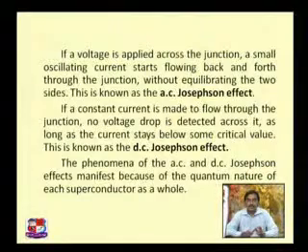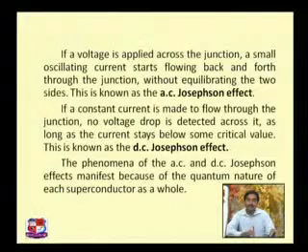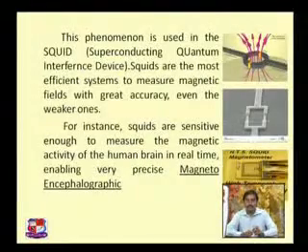When the current voltage is applied and the current is small, then constant current is flowing, that is the DC Josephson effect. And if an alternating current or alternating potential difference is created, then it is called the AC Josephson effect. So the AC Josephson effect and the DC Josephson effect are the two effects which are used in several applications, and one of those applications is SQUIDs.